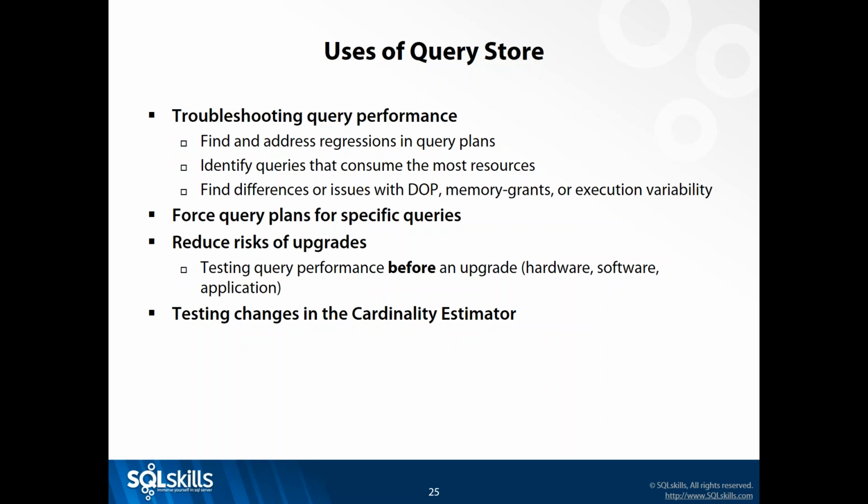So I can test an upgrade before I actually upgrade the system, right? I can test changes in the cardinality estimator before I actually change that permanently or before I upgrade. So in both these situations, upgrading or changing the cardinality estimator, you back up that database, you restore it on another instance, you set the compatibility mode, you set the cardinality estimator, you have the new version installed of SQL Server or of your application, and then you run your queries, and Query Store continues to capture information.